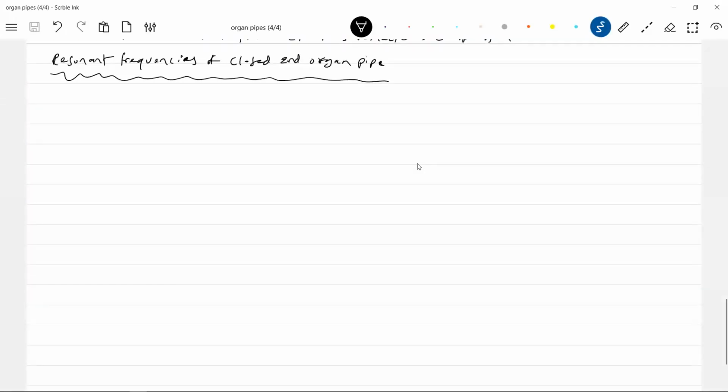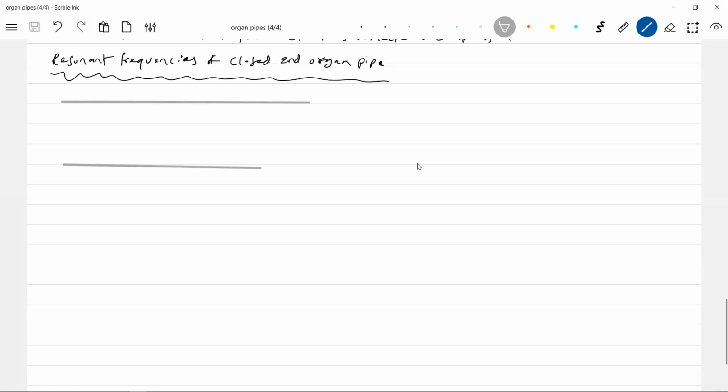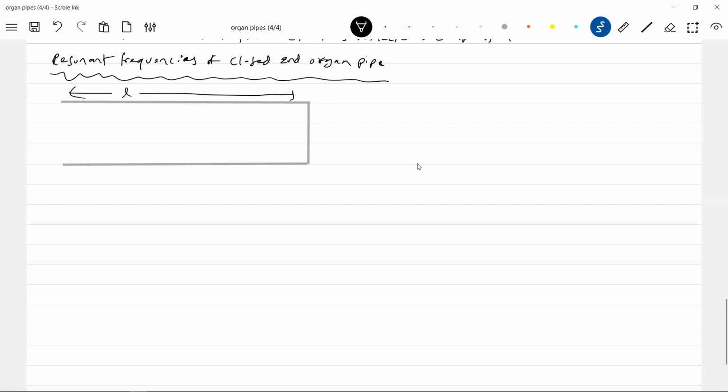Resonant frequency of a closed-end organ pipe. So I have an organ pipe. What are its resonant frequencies? Let L be the length of the pipe. So there's a tuning fork, and it will start vibrating.